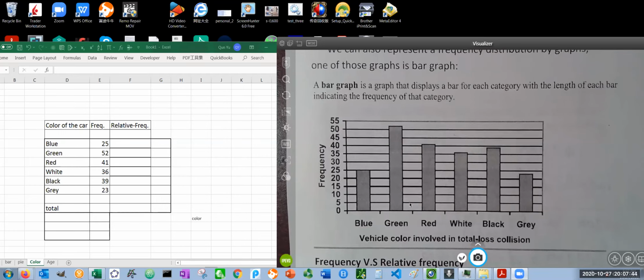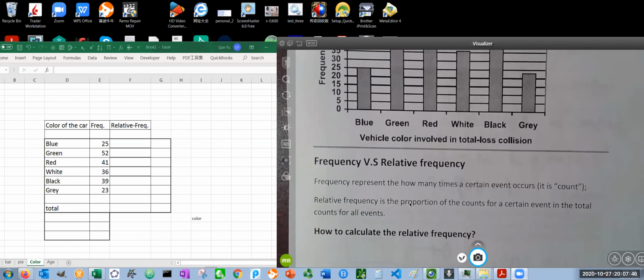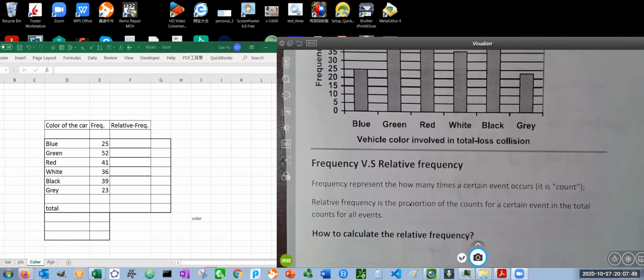Okay, now let's look at the next topic, frequency versus relative frequency. I already mentioned it a little bit. Let's look at it closely. Frequency represents how many times a certain event occurs. For example, among all of those 216 total loss accidents, 25 times involved blue cars. So that 25 is frequency. It is a count, how many times.